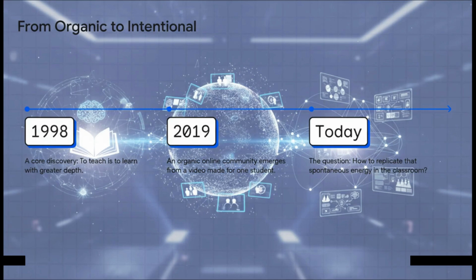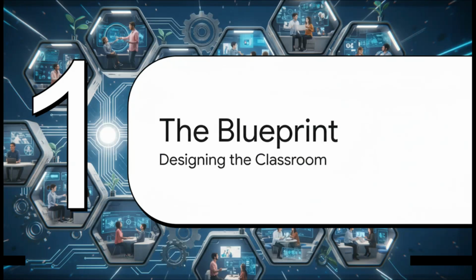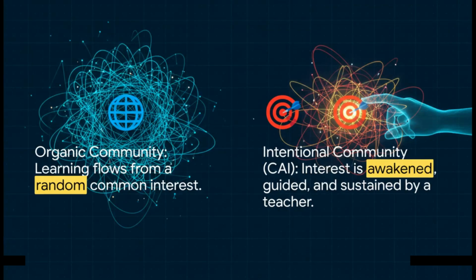And that sparked the big question that drives this whole model. How in the world do you intentionally build a classroom that has that same amazing collaborative, supportive energy? So how do you do it? How do you actually design a classroom that feels alive? How do you build an ecosystem instead of just a room full of desks? Well, Chavez came up with a two-part answer, a kind of blueprint for turning a group of students into a real learning community.